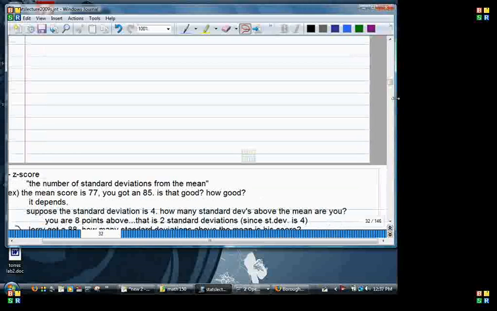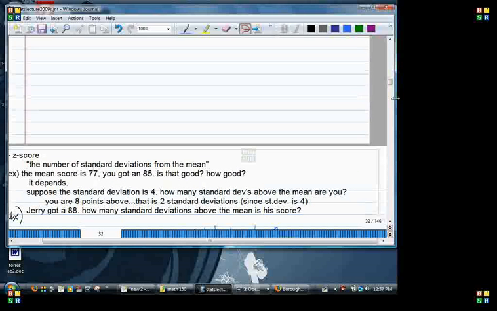Now let's make it a little trickier. Jerry got an 88. How many standard deviations above the mean is his score? So what's the first thing we need to do? First thing we need to do is figure out how far above the mean is Jerry. So I'm asking, how far above the mean is Jerry? He's 11, and how did you get that?